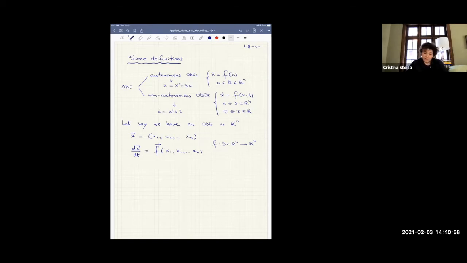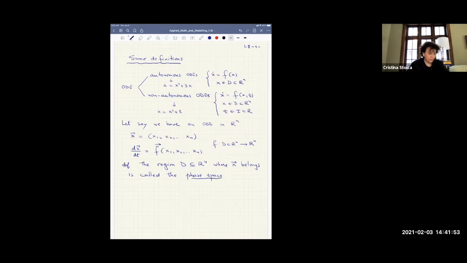Now, we have to define the phase space. The region D in Rn, to which x belongs, is called the phase space.